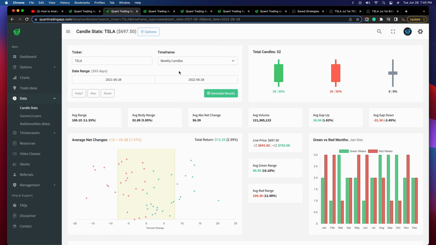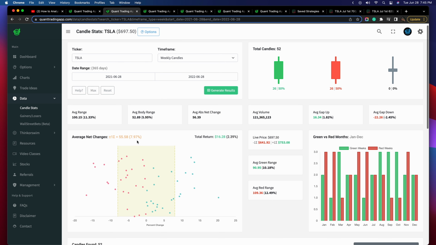So what I'm going to do is just convert this to weekly candles, and we can see the 1 standard deviation right now for Tesla for the past 365 days, or the past 52 trading weeks. 1 standard deviation is just saying around 68 to 70% of the time, what does it generally do? And we can see right here 55 points. If we just round that up, it's about 60 points or so. So using 60 points is a good benchmark.